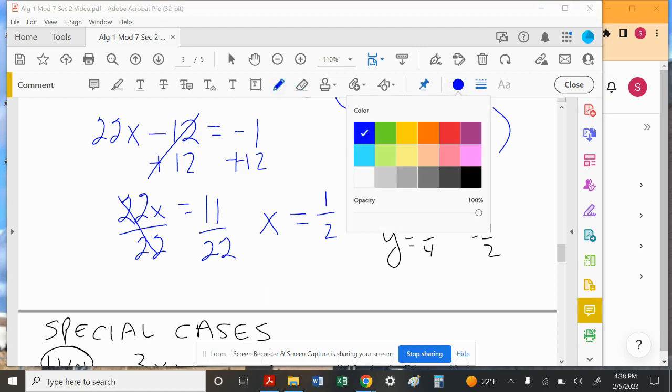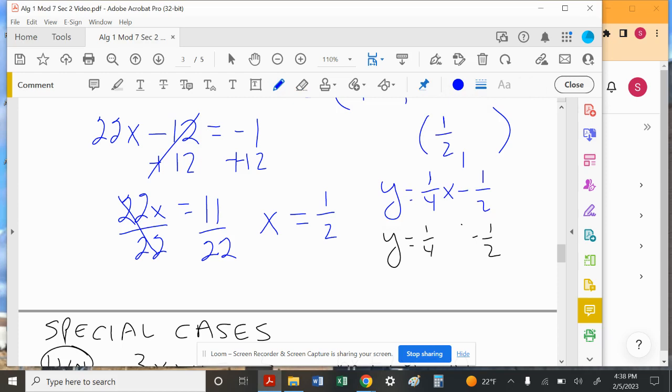So if I go back over here, I plugged in a 1/2. Notice that I plugged in a 1/2 for x. So that's what I did there.